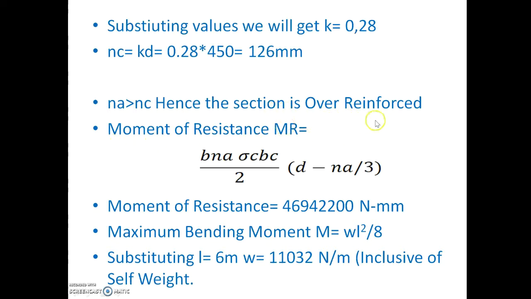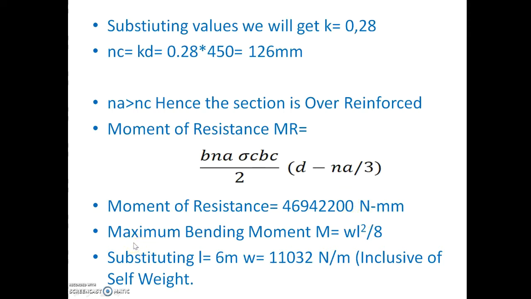So for over reinforced section, the moment of resistance will depend on the concrete. So b·NA·sigma cbc by 2 into (d minus NA by 3). By substituting the b value, actual neutral axis value, and sigma cbc values in the above equation, we will get the moment of resistance, that is 4694.2200 Newton mm. In this case, we will get the value in Newton mm.